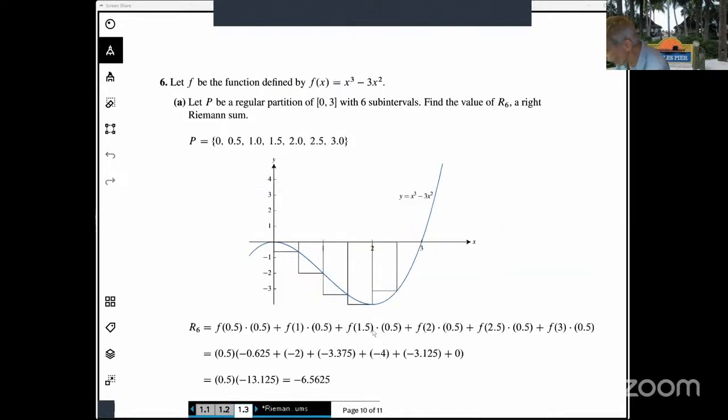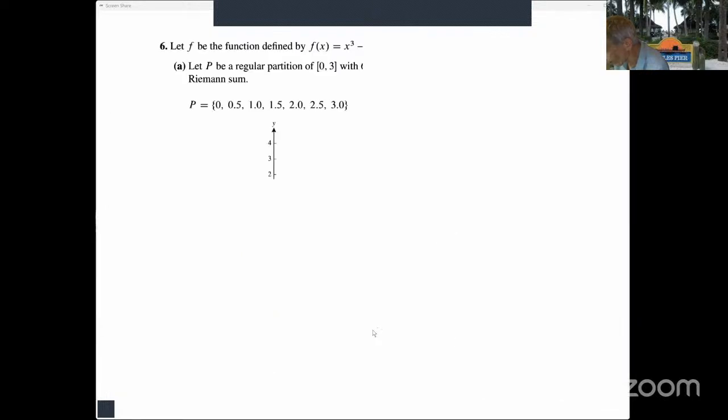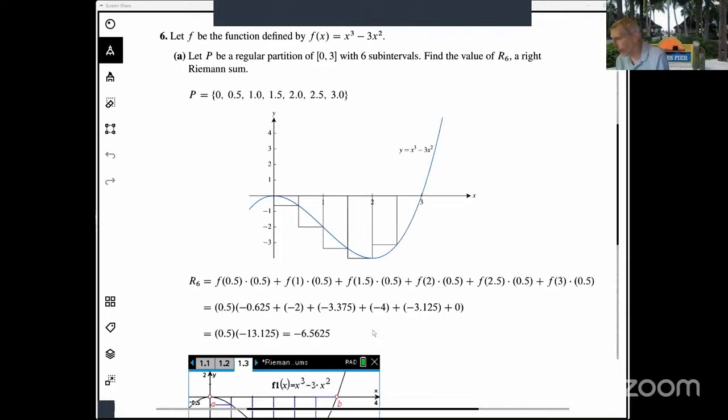And Curtis, I've got one more for you here, and we'll call it a night. Let f be defined by this function and let P be a regular partition. By the way, what's a regular partition, Curtis?